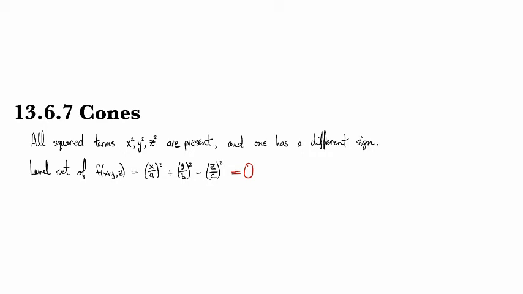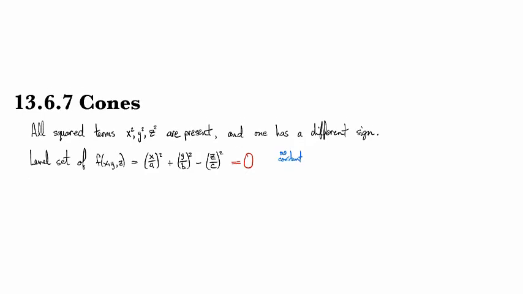So cones are what we get with the same setup as previously. All squared terms are present, and one of them is an odd man out, which by multiplying by -1 we can assume is negative. So we have 2 positive and 1 negative. But now we're looking at the level set of the same function, but a specific level set, namely the one where it's fixed equal to 0. So this is the one where we have no constant term in the equation.